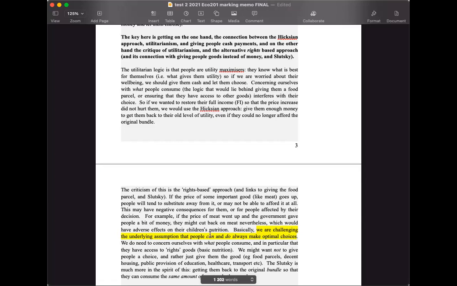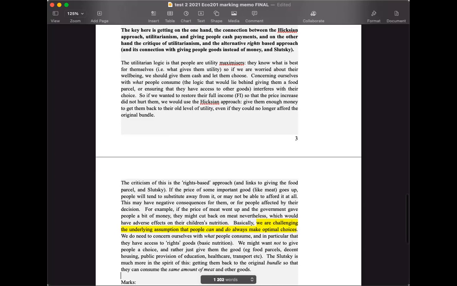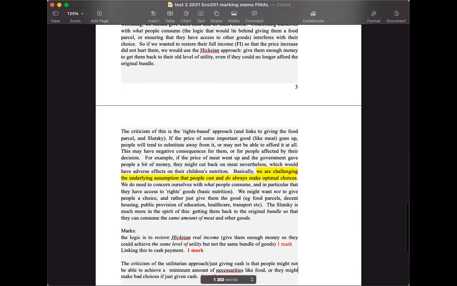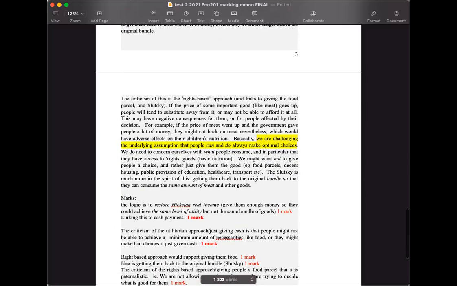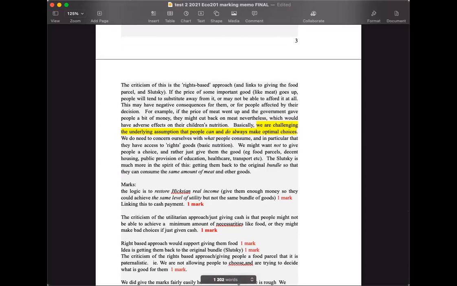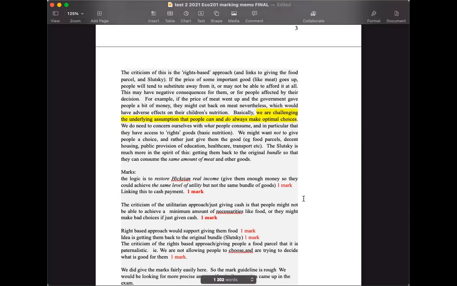We are challenging the underlying assumption that people can and do always make optimal choices. For example, you can buy something unnecessarily. You can buy expensive things in one day just because, and then regret it the following day, just to show that people do not always make choices of best benefit.